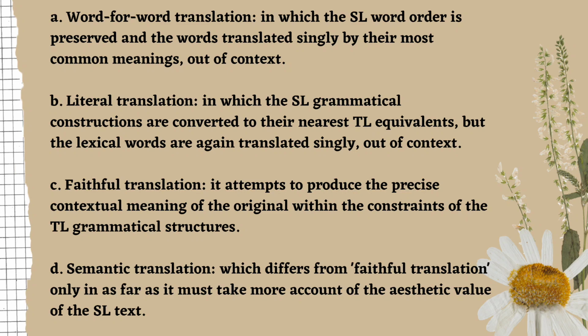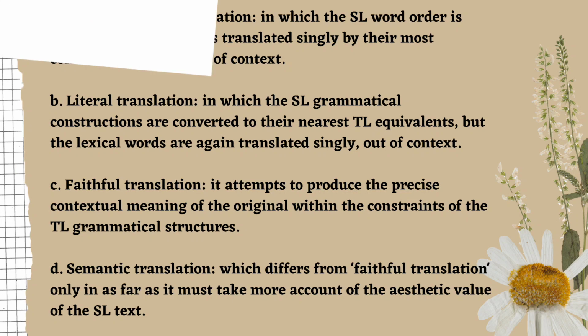B. Literal translation, in which the SL grammatical constructions are converted to their nearest TL equivalents, but the lexical words are again translated singly out of context. C. Faithful translation. It attempts to produce the precise contextual meaning of the original within the constraints of the TL grammatical structure. D. Semantic translation, which differs from faithful translation only in as far as it must take more account of the aesthetic value of the SL text.